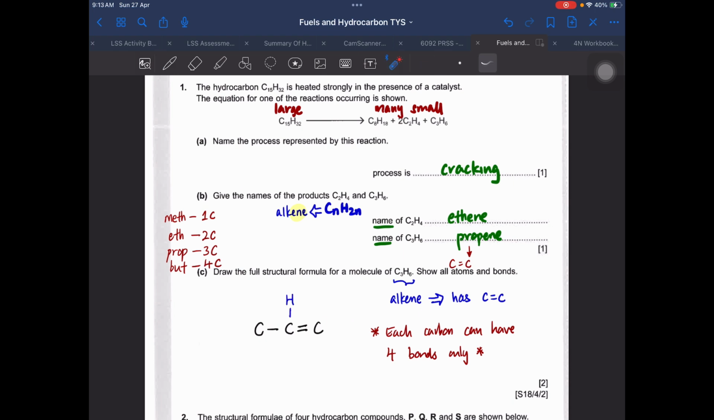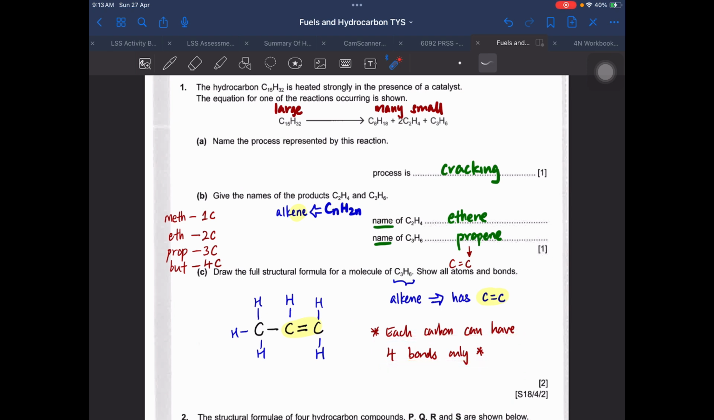The carbon on the right side, this one, it has 1, 2 bonds already. That means it needs 2 more. That's why you add in the 2 H. And the carbon on the left hand side here, it has 1 bond already. That's why you add in 3 more. And with that, you actually get your structure of C3H6, which is propene, a type of alkene, by looking at the C=C double bond and by making sure that each carbon must have 4 bonds.